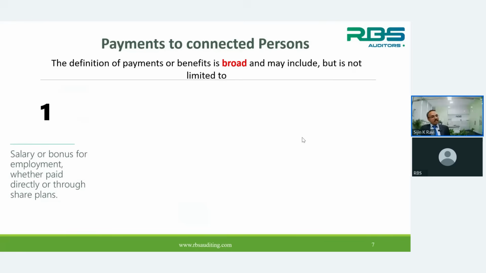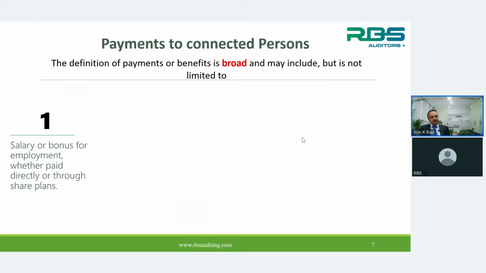Now, let's see what the payments are. One is relating to salary, bonus, or employment, whether paid directly or through a share plan. If you are giving a director a salary plus some share plans, then that will also be treated as a payment to the connected person. So it has a broad scope. It's not just the salary alone.